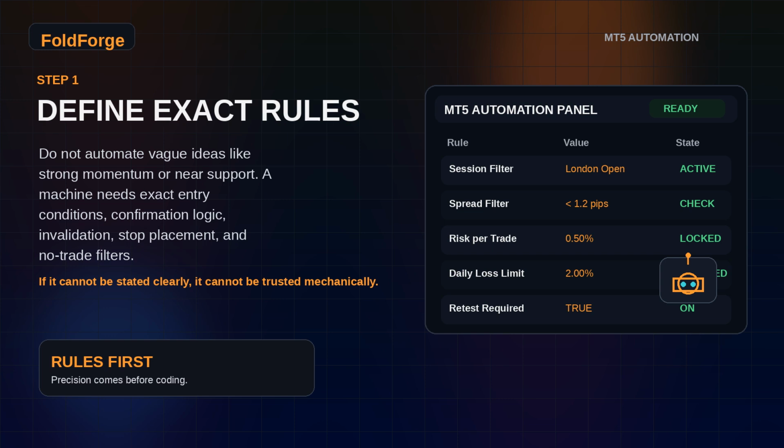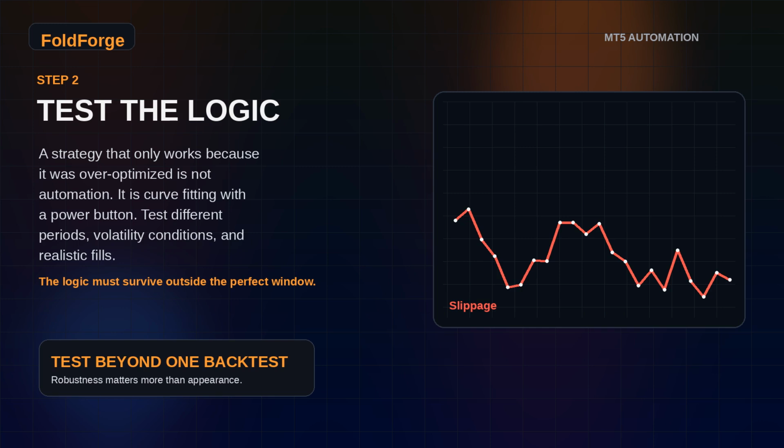First, define the strategy and rules that a machine can actually execute. Not vague ideas like trade strong momentum or buy near support. You need exact conditions. What triggers the entry? What confirms the setup? What invalidates it? Where does the stop go? Where does the take profit go? And when is the system not allowed to trade?